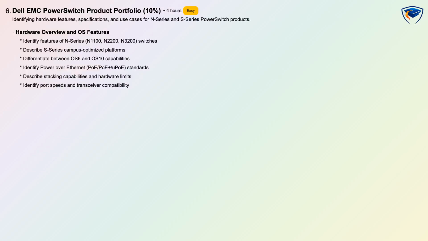Dell EMC Power Switch product portfolio is worth 10%, labeled easy, and requires around 4 hours of conceptual study and scenario review. You will identify features of the N-series such as N1100, N2200 and N3200, understand S-series campus-optimized platforms, and differentiate OS6 and OS10 capabilities.